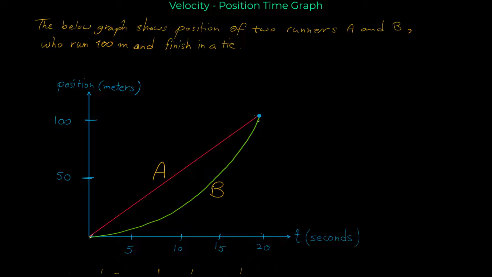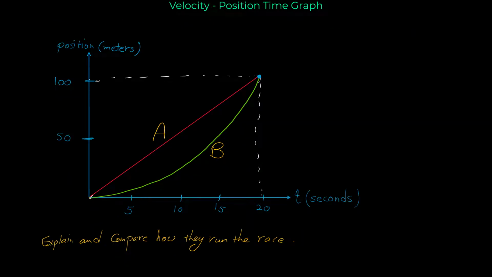As you can see, they run 100 meters and they finish the run in 20 seconds and they finish in a tie. Explain and compare how they run the race.